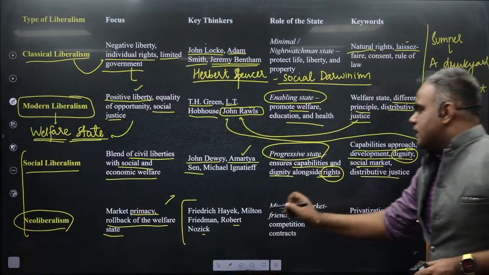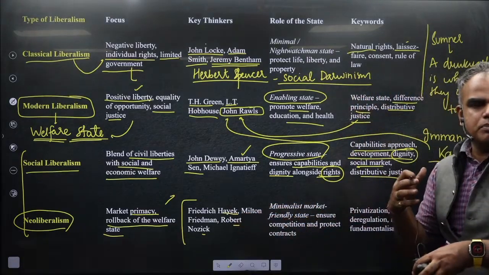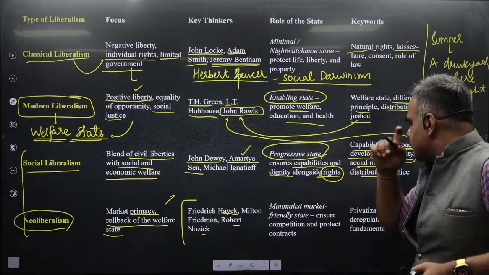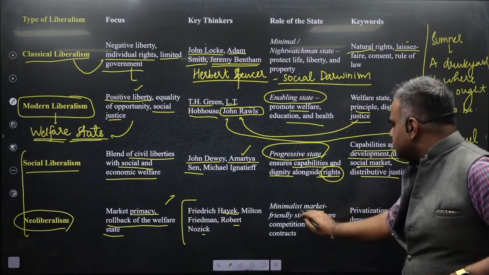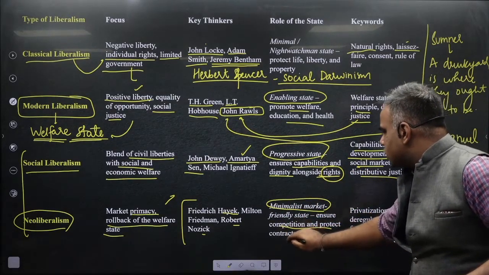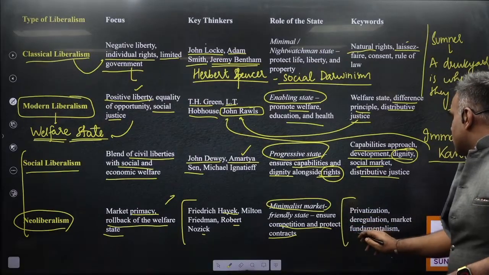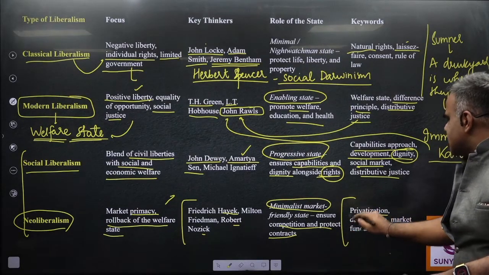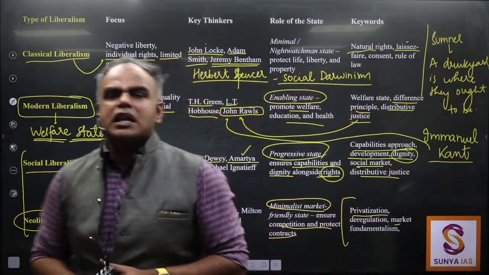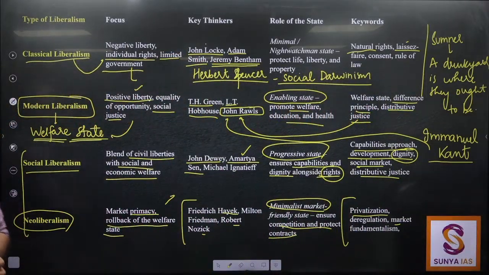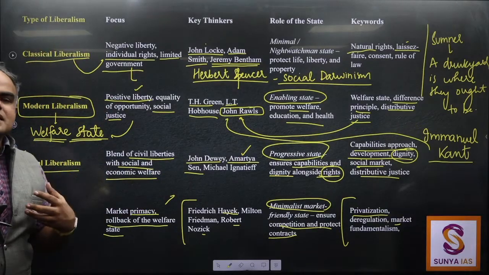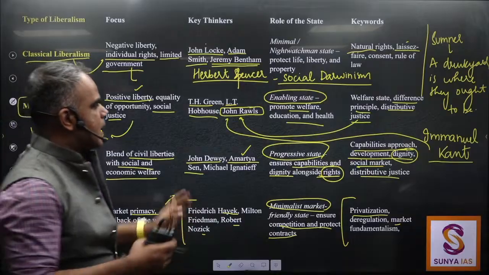So here, the main thing is, you will remember the names Hayek and Nozick very easily in a few classes. The main thing is, you have to talk about a minimalist state. So competition should be there, protection of contracts should be there, deregulation, market fundamentalism, privatization, all these keywords. In fact, I'll do more keywords when I do the neoliberal theory of state specifically. So the main thing is, please remember how liberalism has evolved. And this is how you have to do it.